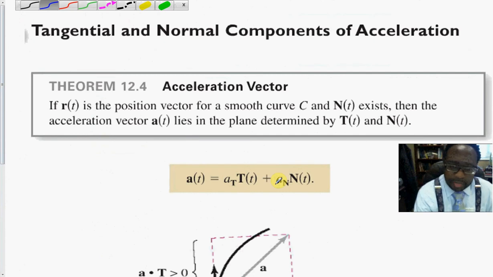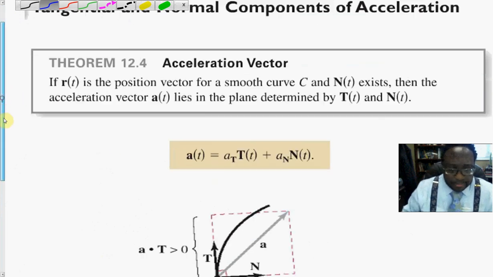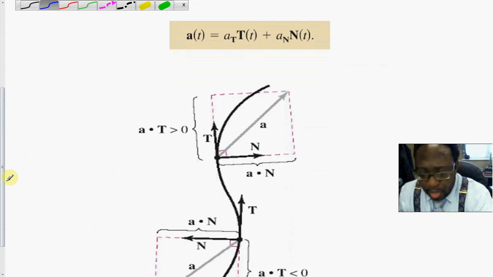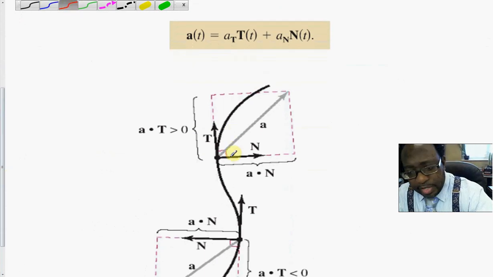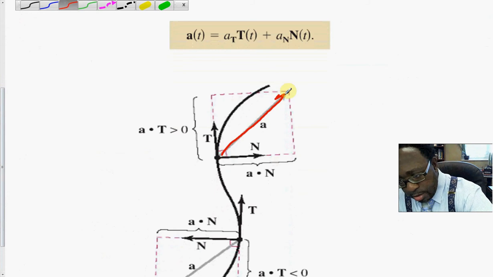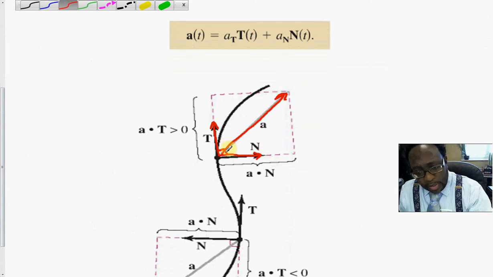component due to acceleration. We say that the acceleration, this is the acceleration vector theorem, lies within the plane determined by the tangent and the normal vectors. Now graphically you can see that. And so here you have the acceleration vector, and this acceleration vector is determined by the tangent vector and the so-called normal vector. The tangent and the normal ideally are perpendicular.